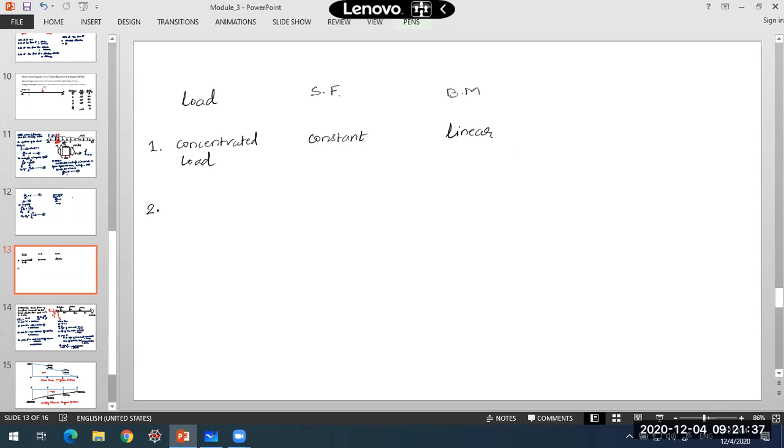The second type of load we can have is UDL, uniformly distributed load. In this case, shear force variation will be linear and bending moment will be quadratic. And you may have UVL also, uniformly varying load over the beam. Shear force will be quadratic and bending moment will be cubic. Cubic in the sense we will represent them by a curved line. That's all, indicating the variation.